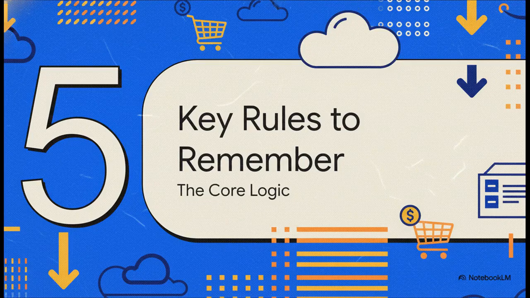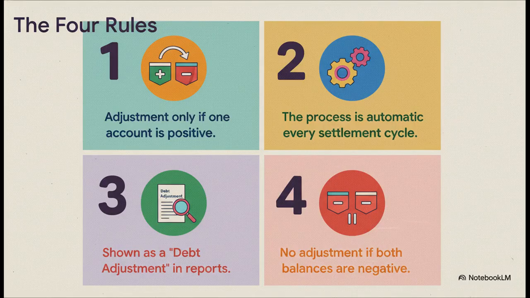All right, we've gone through a lot. Let's just boil this all down to the absolute essential rules you need to keep in mind. This is pretty much the entire system in a nutshell. So here are the 4 big takeaways. Number 1, the adjustment only ever kicks in when one account is positive and the other is negative. That's the trigger. Number 2, it is always automatic. You don't have to do a thing. Number 3, it's not a secret. It's always going to be clearly labeled as a debt adjustment in your reports. And finally, number 4, if both accounts are in the red, the adjustment gets paused for that cycle.